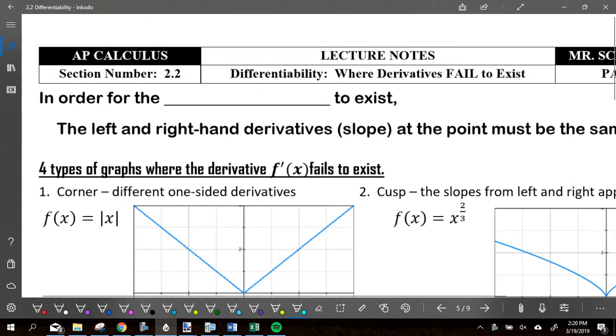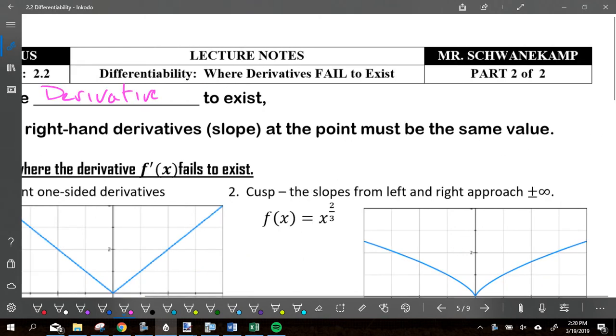In order for the derivative to exist, the left and right-hand derivatives at the point must be the same value. All right, so like continuity. Remember with continuity, the limit had to exist in order to be continuous. You had to approach the same thing from the left and the right-hand side. That's true with differentiability as well. The slopes have to be approaching the same value.